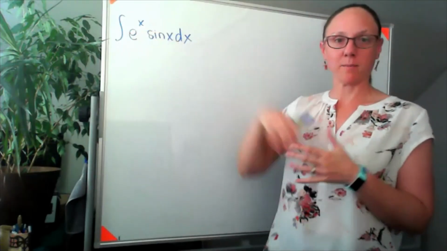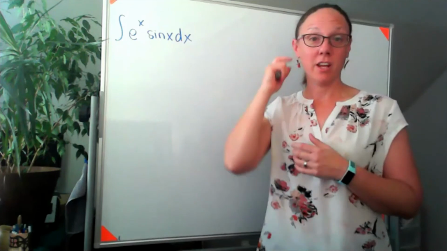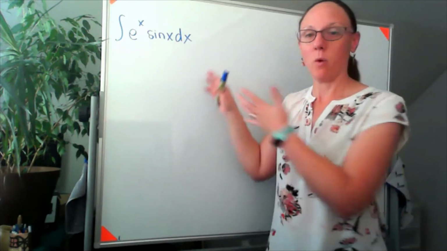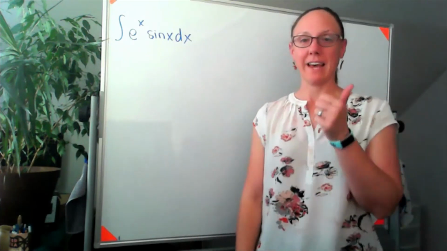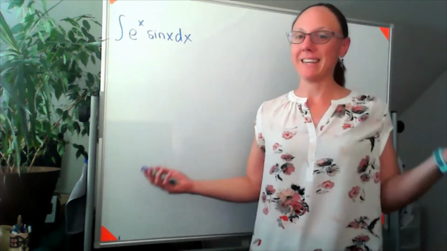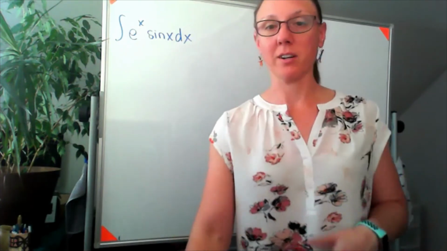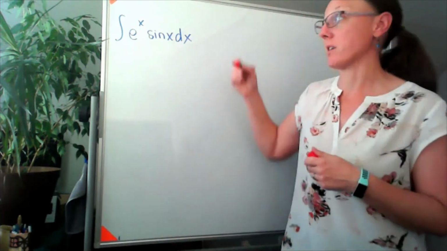Okay, here's my integral. We're going to integrate e to the x times sine of x. I walk up to my integral and ask myself, is it algebra, trig, or a mixture of stuff? It's a mixture of stuff. The derivative of one part is not equal to the other part, so I'm already looking for integration by parts here.